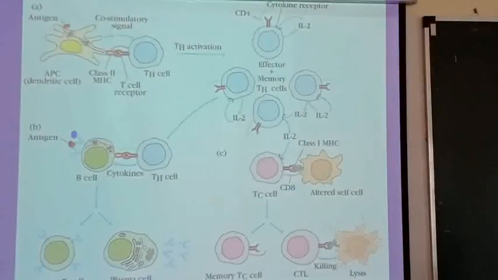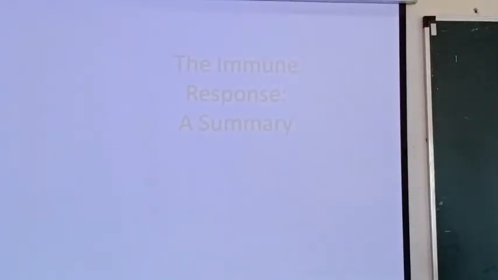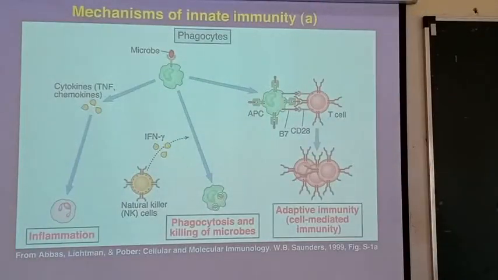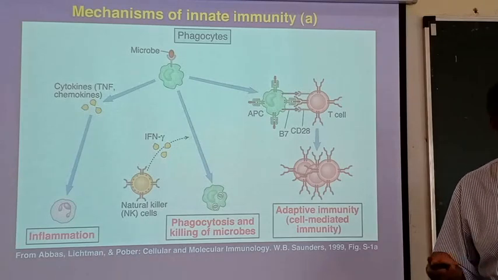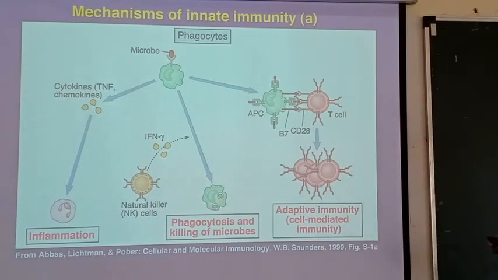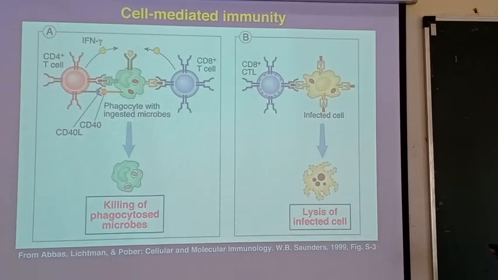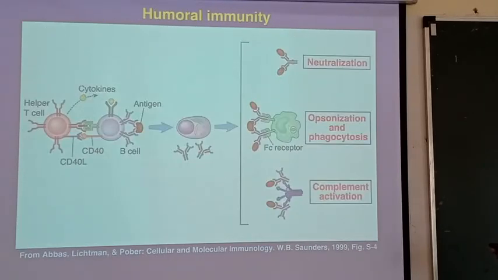And these are the photographs, and this is the immune response. In summary, this is the mechanism of innate immunity. It is also called herd immunity. It plays an important role in the defense mechanism, because rather than passive immunity, innate immunity is very important. This is cell-mediated immunity, and these are antibody-mediated immunity. Thank you.